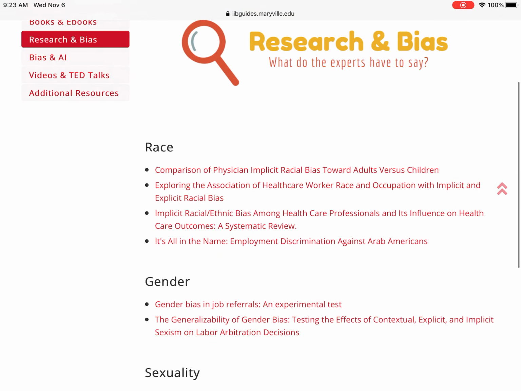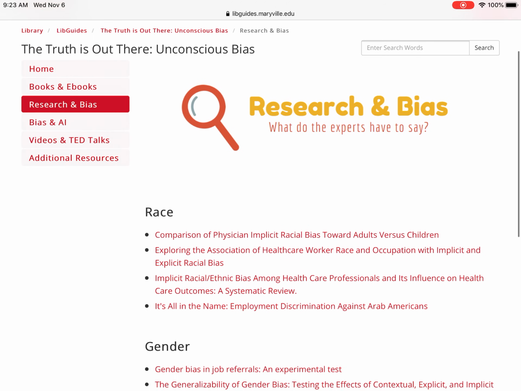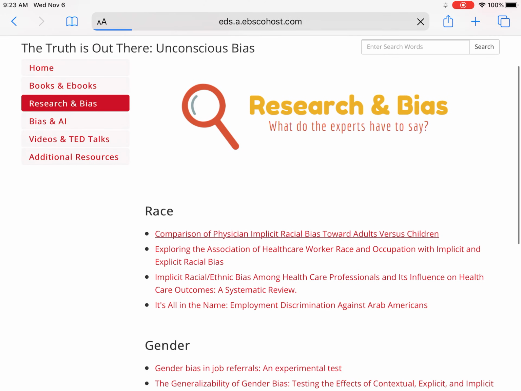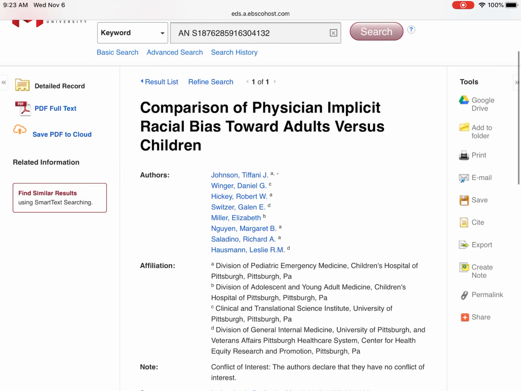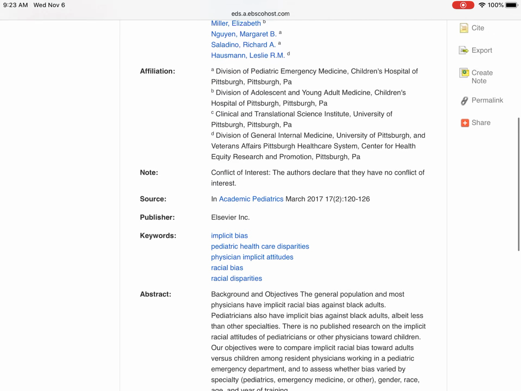You can look at any one of these articles and click on them, which will take you to the record of the article, where you can get more information and view a PDF of the text if you want more information on it.